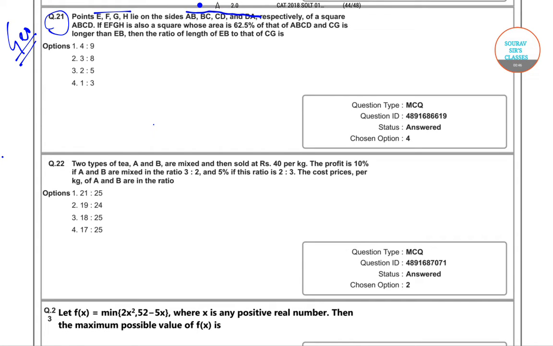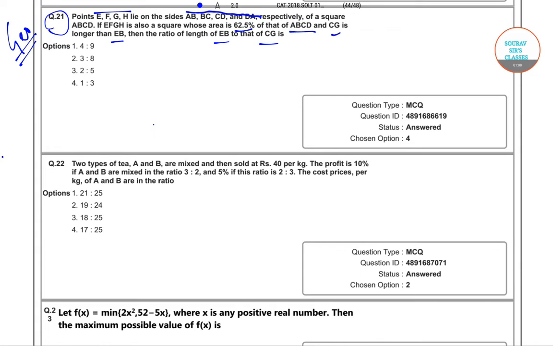Now it has been said that the quadrilateral which is formed by joining the points E, F, G and H forms a square, and the square is such that its area is 62.5% that of ABCD. Now it has been said that CG is longer than EB. In that case, we need to find out the ratio of the length of EB to CG.